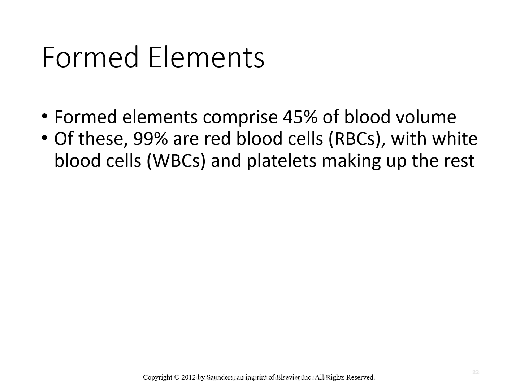There are formed elements as well, and that comprises 45% of your blood volume. Of these, 99% are actually red blood cells, and then the rest, less than 1% or so, is white blood cells and platelets. All blood cells are formed in the bone marrow from the division of long-lived progenitors called stem cells.